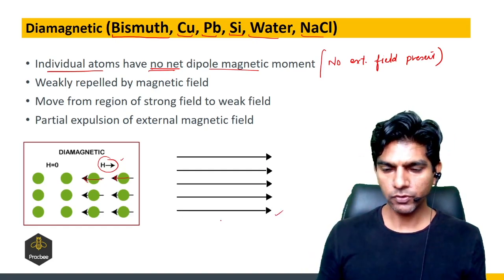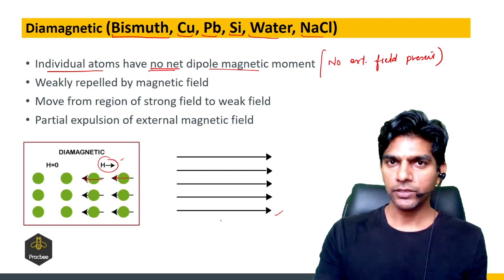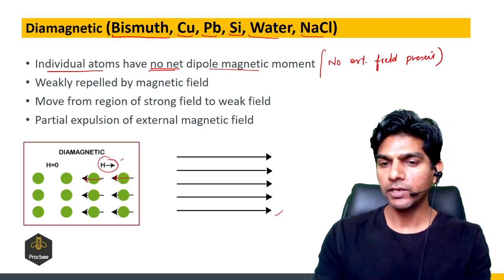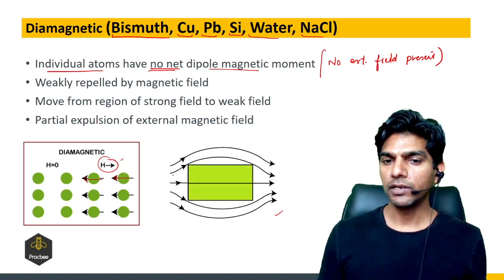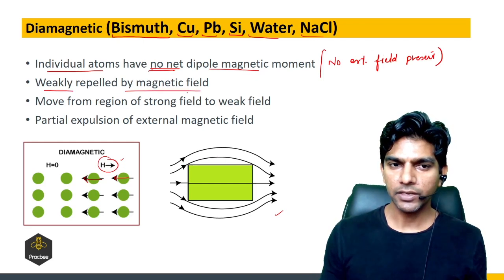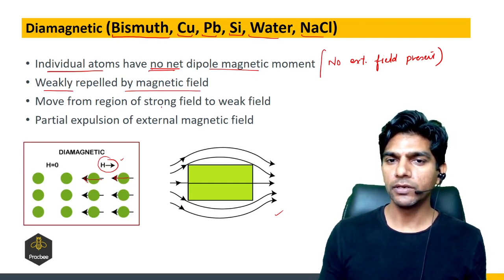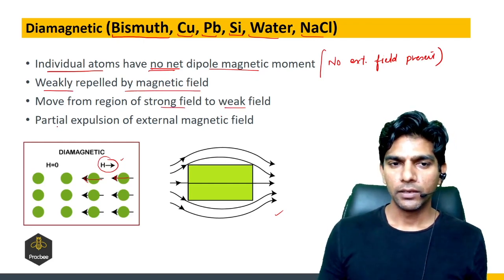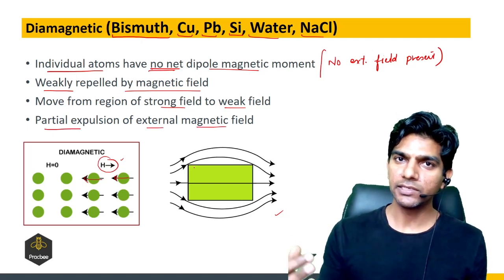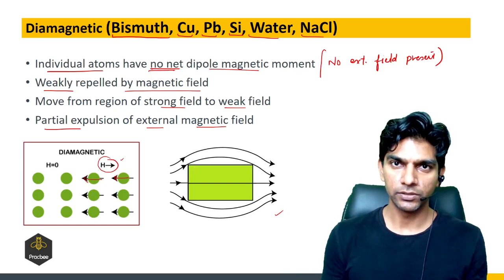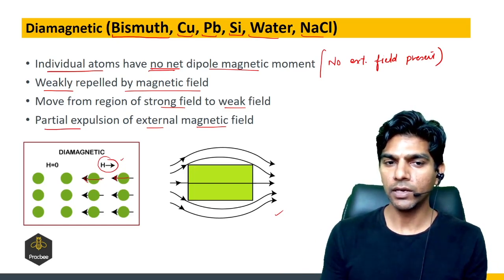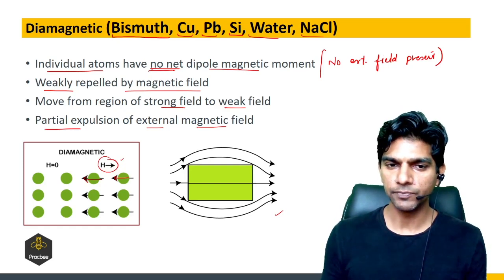So if we have a uniform magnetic field, and if I introduce a diamagnetic material in this field, what would happen? The field lines will come out. Can you see? The field lines have been expelled. So we can say it is weakly repelled by the magnetic field and moves from the region of stronger field to weaker field. And there will be a partial expulsion of the external magnetic field. Some of the field lines have come out, so we can say partial expulsion. So do remember these properties of diamagnetic material and how the field inside the material decreases. So this is the phenomenon.